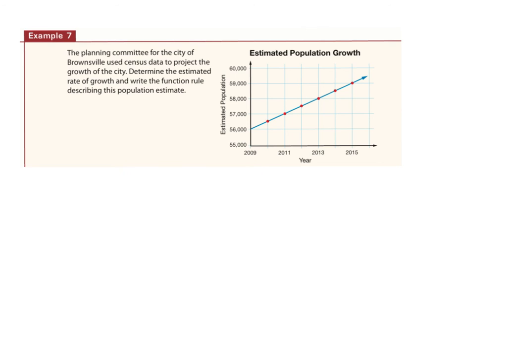So this is a word problem, given us a graph is what it's done. The Planning Committee for the City of Brownsville uses census data to project the growth of the city, determine the estimated rate of growth, and write the function rule describing this population estimate, okay? So basically what they've given us is a set of points, all right? And so when you're looking at something like this, just like when you were calculating slope given a line, you probably want to pick two that are rather easy to see. And then from there, use your slope formula and use your y equals mx plus b.